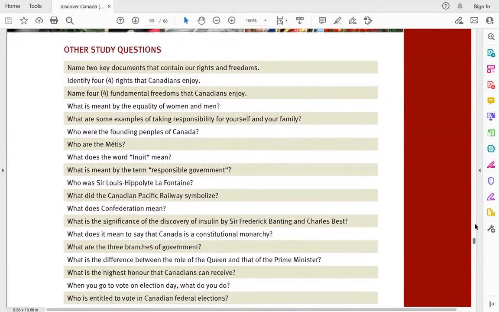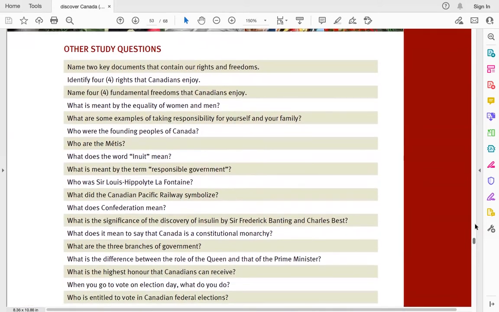Other study questions. The following are some other study questions that you can use to prepare for the citizenship test. Name 2 key documents that contain our rights and freedoms. Identify 4 rights that Canadians enjoy. Name 4 fundamental freedoms that Canadians enjoy. What is meant by the equality of women and men? What are some examples of taking responsibility for yourself and your family?